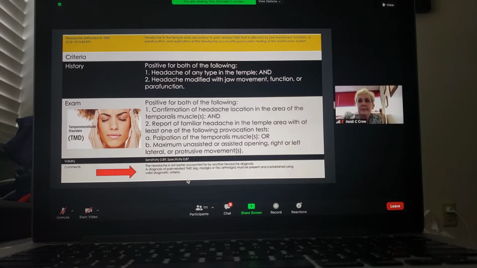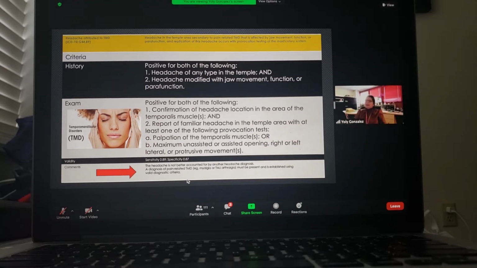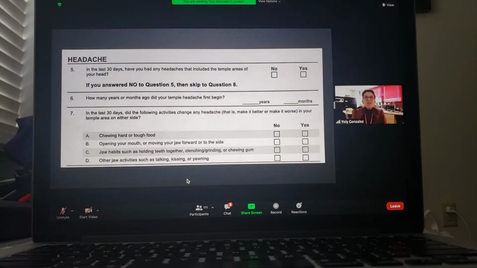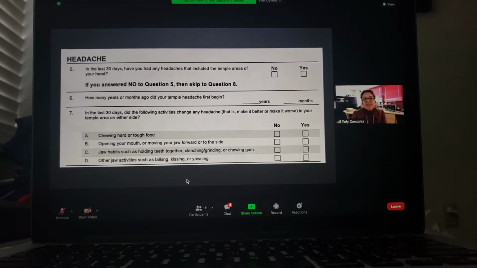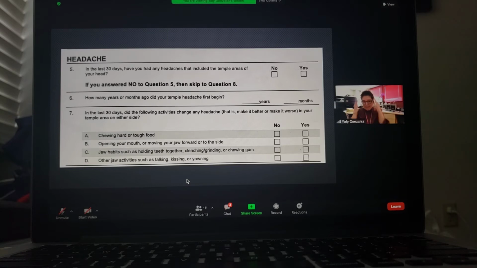Thank you. I actually love that example of the hypertension. Very good. So you have to have one of the TMD as primary that are causing the secondary headache. I like that. So by the history, again, your patient is going to identify that in the last 30 days, they have headaches that include the temporal region, or the temple, right? And that temporal headache is modified, again, by function and parafunction.